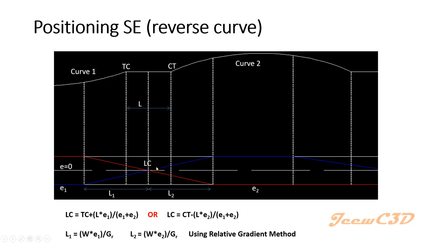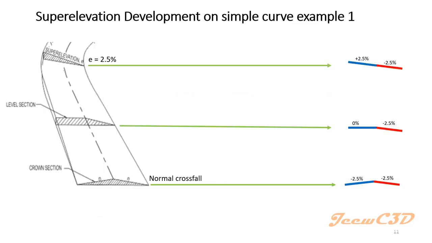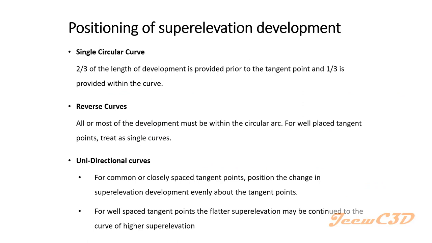Then I have the unidirectional curves. If I move back to the presentation here, for unidirectional curves, all or most of the super elevation development length must be within the circular arc, and for well-placed tangents, treat them as single curves. This is the same thing I explained a little bit earlier. So if you have a larger tangent in between two curves, they will be treated as single circular curves, like this case.